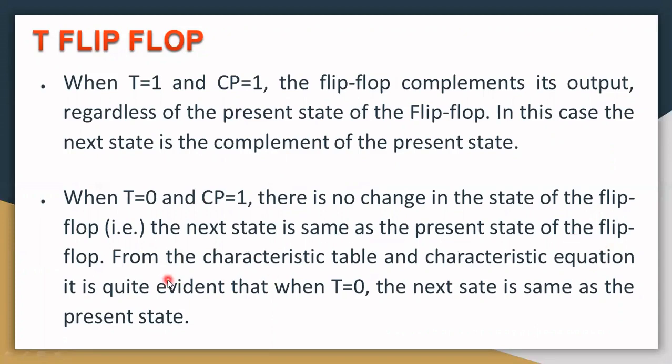From the characteristics table and characteristic equation, it is quite evident that when T is equal to 0, the next state is same as that of the present state.